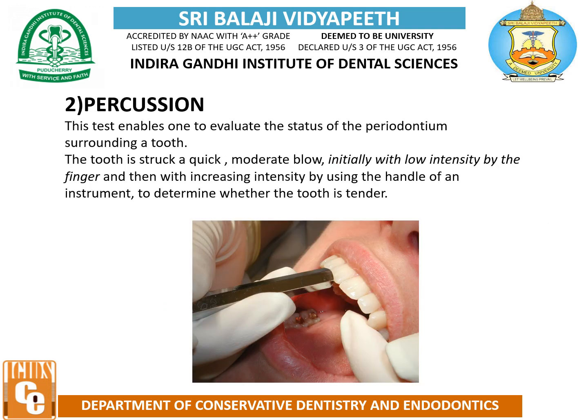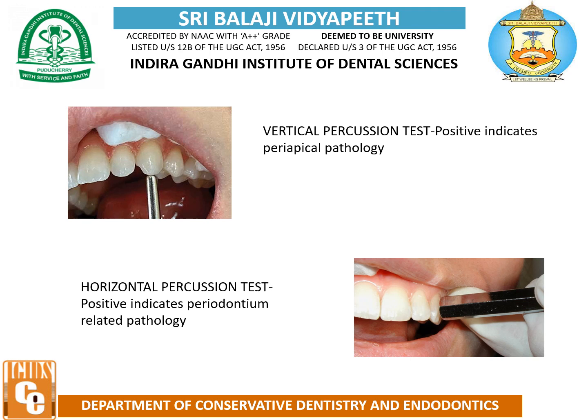Percussion. This test enables one to evaluate the status of the periodontium surrounding a tooth. The tooth is struck with an acute, moderate blow, initially with low intensity by the finger and then with increasing intensity by using the handle of an instrument to determine whether the tooth is tender. The percussion test includes two types, that is the vertical percussion test and the horizontal percussion test. A positive vertical percussion test indicates a periapical pathology, whereas a positive horizontal percussion test indicates a periodontium related pathology.